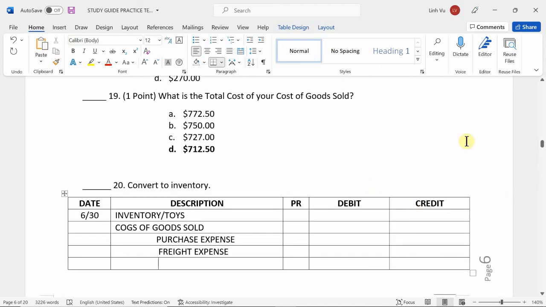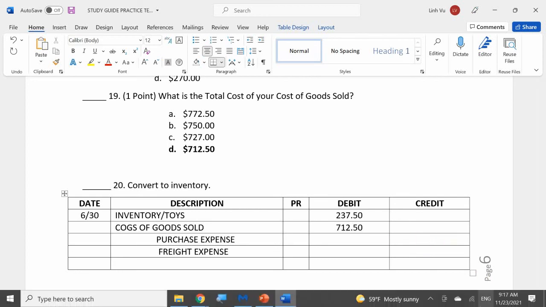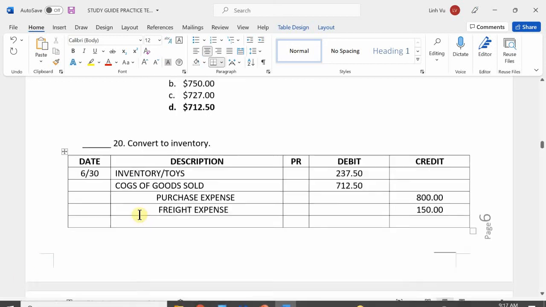So in this case, you're going to plug in your numbers. Ending inventory was $237.50. We got the cost of goods sold as $712.50. We have the purchase expense at $800, and we have the freight as $150. So they do match on both ends here. That's how you do the conversion entry. Make sure you know this one because I may ask you on the exam.